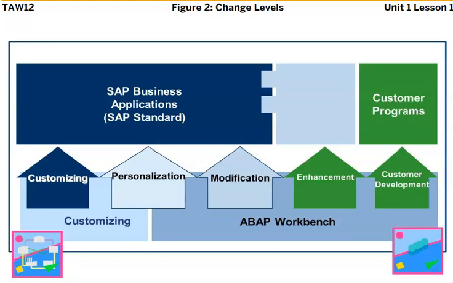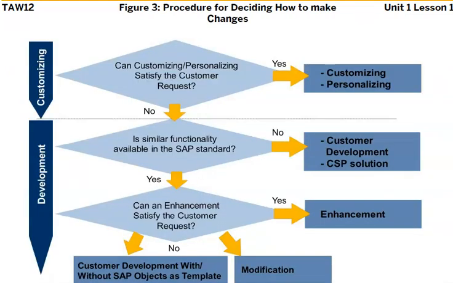Customer programs are your Z programs. So this is the procedure for how to make the changes. First and foremost, you have to go for customizing. In the sense, if you already have an Android application which can serve your purpose on your mobile phone, you just try to modify it according to how you like. That is called customizing.